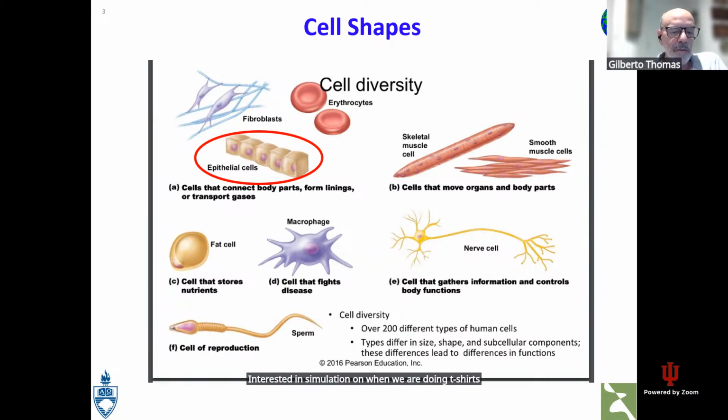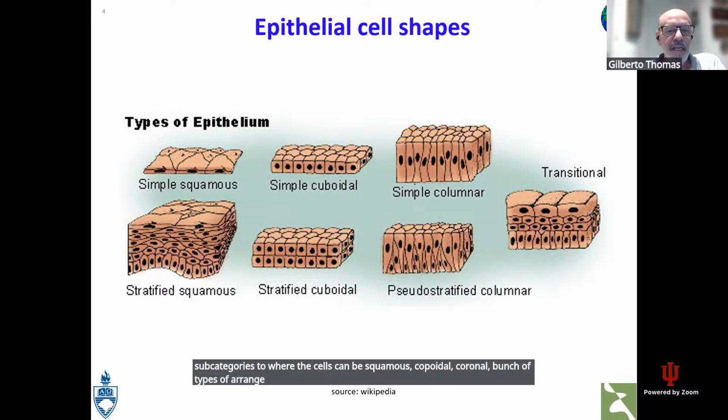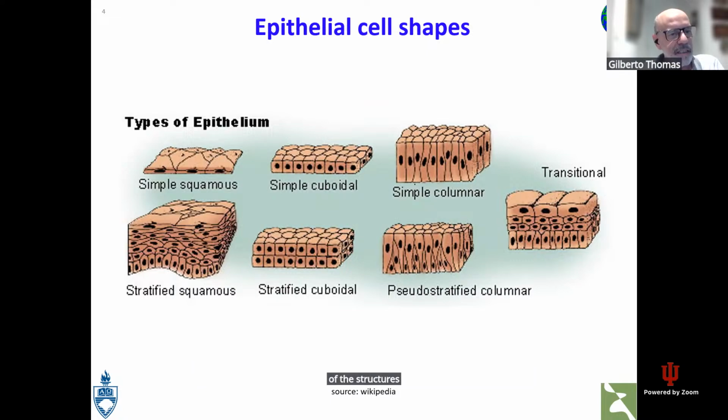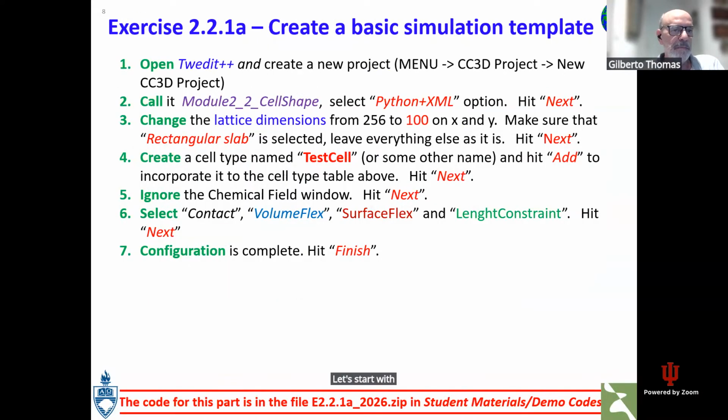For the epithelial cells, we also have subcategories, where the cells can be squamous, cuboidal, columnar, a bunch of types of arrangements for the cells. Most of these structures can be modeled in CC3D, if you use the proper plugins and steppables accordingly. Let's start with a simple simulation.